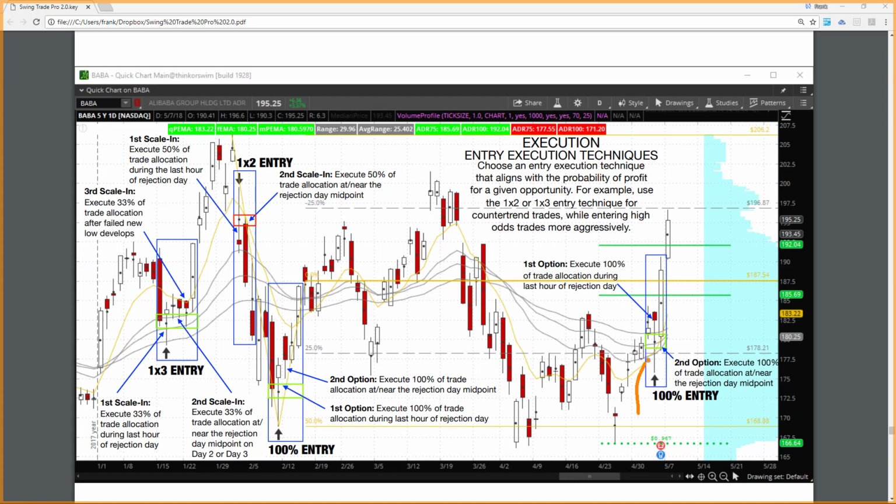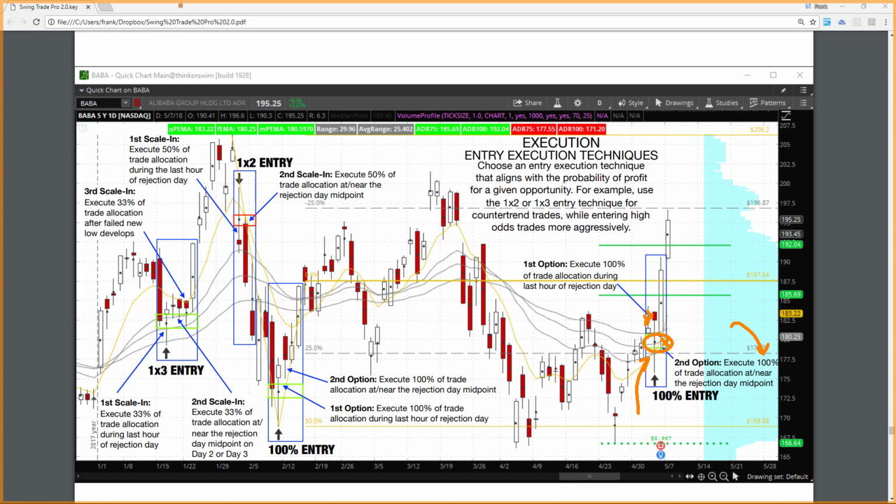Because this is a great rejection, one of my bread and butter types of trades, I want to get in at the close of that day, or I want to get in upon a retest of the absorption zone. So again, you can enter 100% of trade allocation at the end of the day or at the absorption zone or upon a failed new low, whatever the case may be.